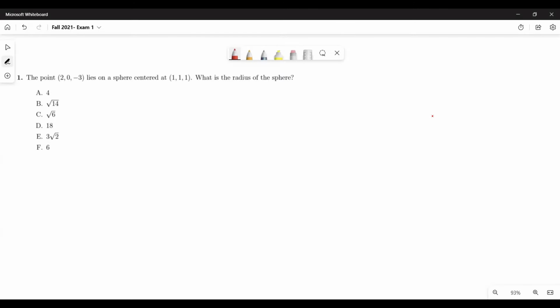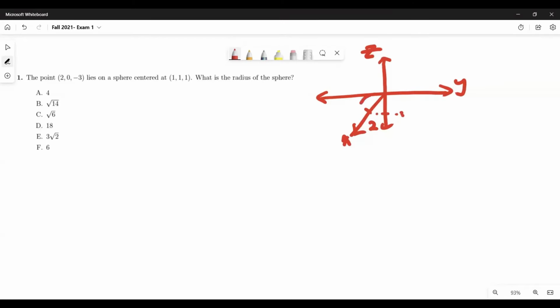So the question asks: the point (2, 0, -3) lies on a sphere centered at (1, 1, 1). What is the radius of the sphere? So let's draw the sphere. The point is at (2, 0, -3). So x, y, z, and 2, 0, and negative 3, somewhere around here. I'm guessing around here. This is the center, and we draw the circle.